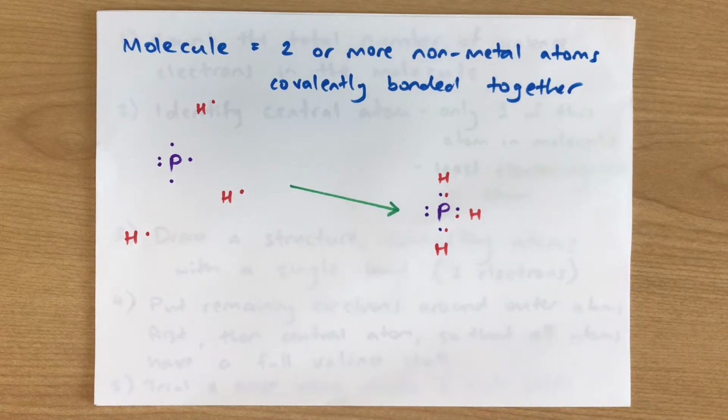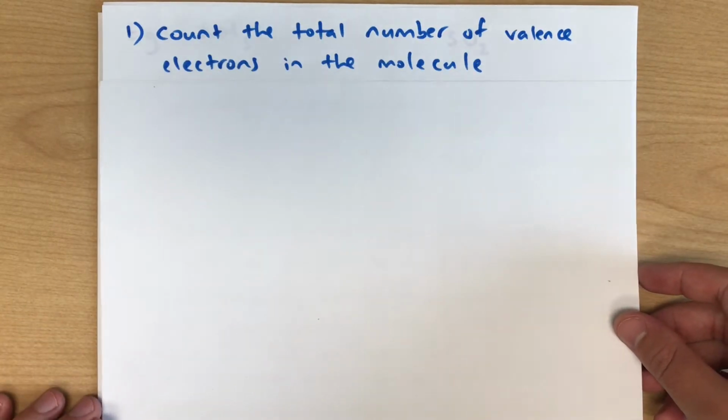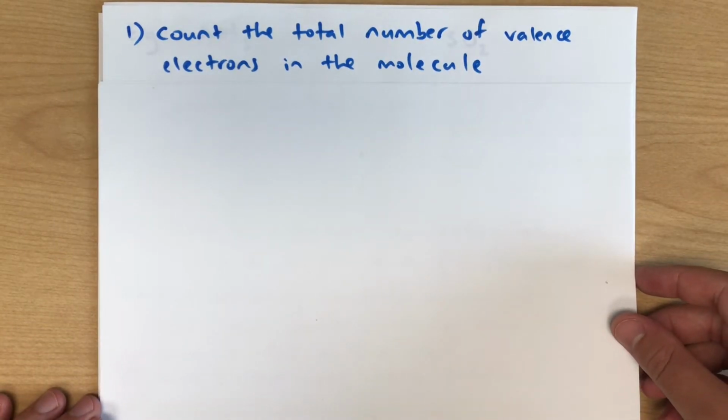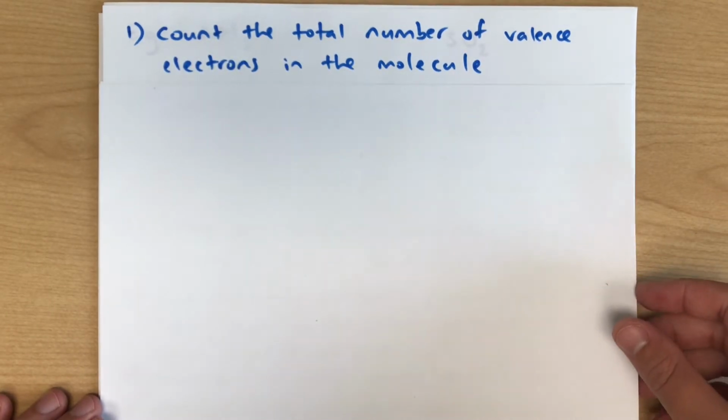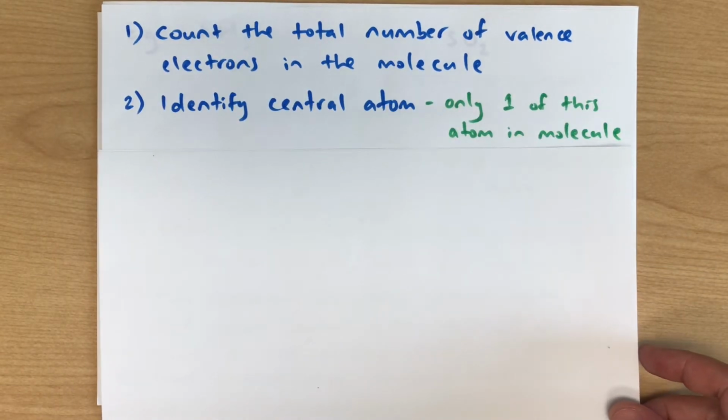So let's go through the process for drawing Lewis structures. The steps for drawing Lewis structures are: first, count the total number of valence electrons in the molecule. So for each of the individual atoms, how many valence electrons does it have? Second step, identify the central atom.